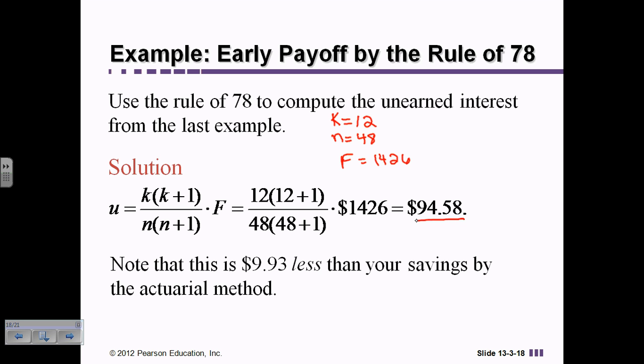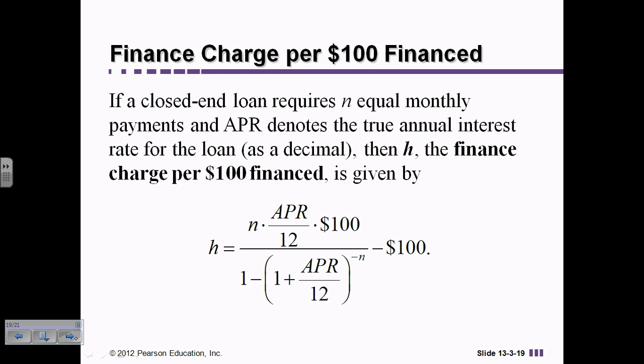Now, if you look at this, with the actual method, the unearned interest was $104.51. And with this method, the unearned interest is $94.58. So this method actually benefits the bank a little bit more because they get a little bit more money from you, because there's only $94 that they're going to give you back, as opposed to the other method, which was going to give you $104 back.